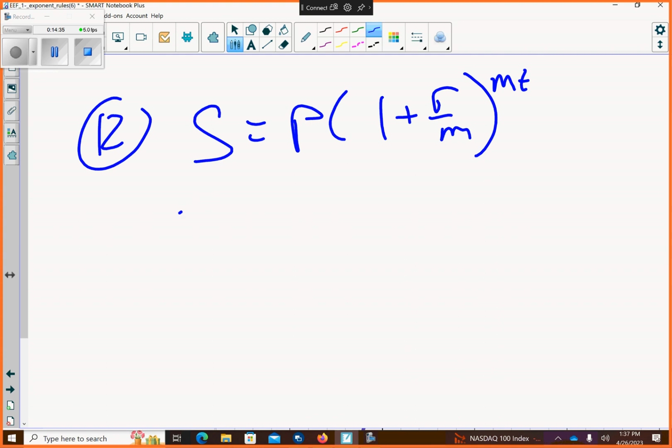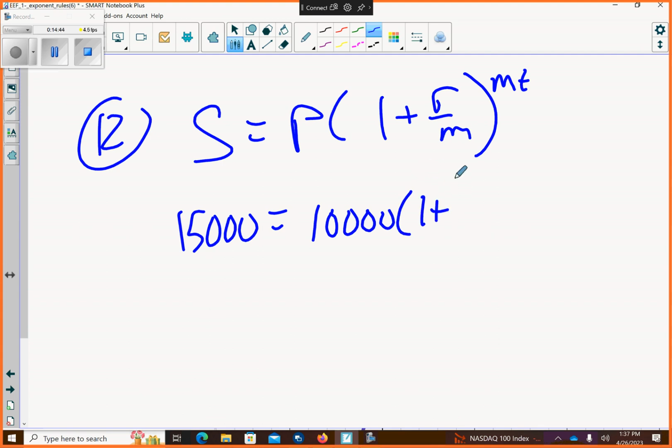So they want 15,000. They're going to put 10,000 away and just let it grow. 1 plus 8%, which is 0.08, compounded quarterly, raised to the 4 times t.